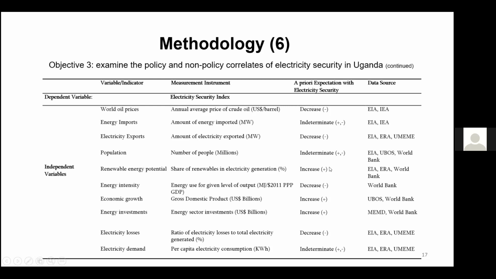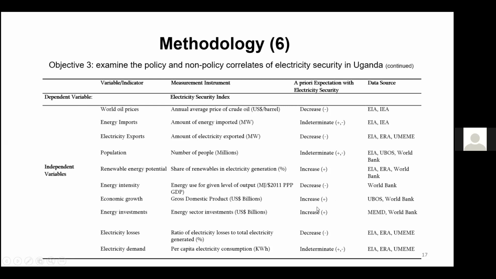Renewable resources share in electricity generation: the more renewables in electricity generation, other factors constant, the higher the increase in electricity security. Energy intensity, the amount of energy used to produce one unit of GDP or output. The more energy you use, the lower the impact, reducing electricity security, because you are using more energy relative to what you are producing.